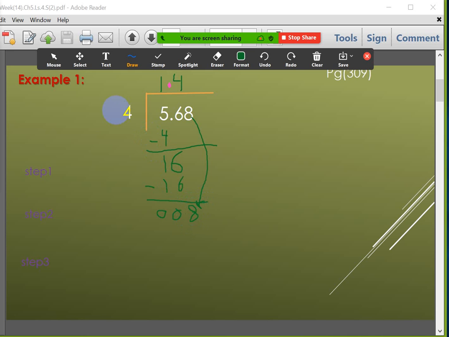8 divided by 4 equals 2. Very good, girls. So I will put 2 in the hundredths digit because I'm dividing a hundredths number. Now 2 multiplied by 4 equals 8. So I will put the 8 here.